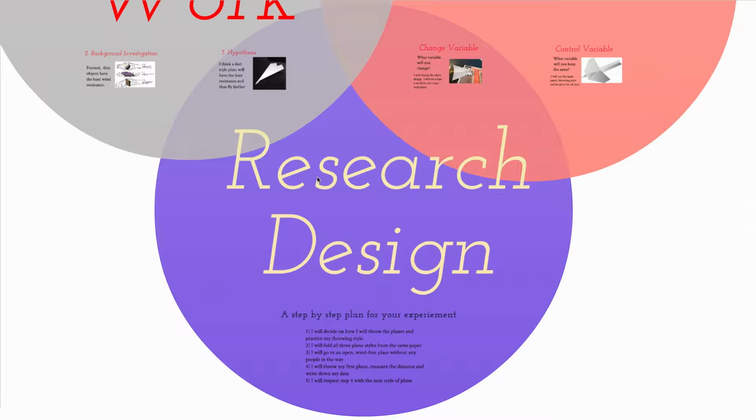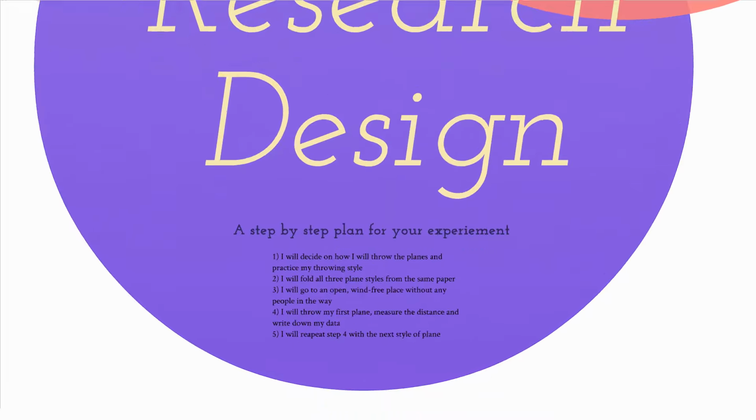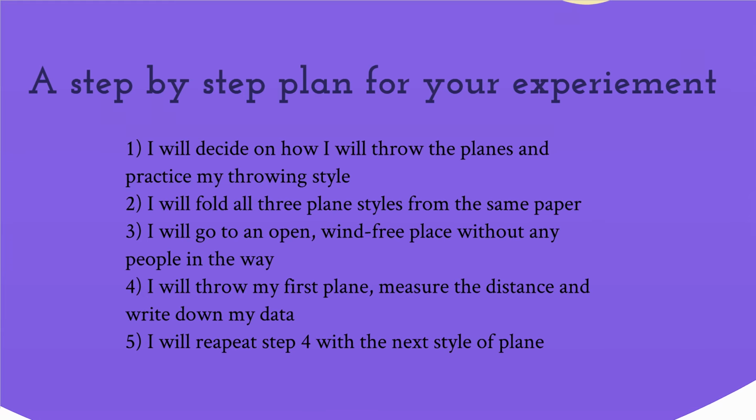And then we have the research design, which, in the case of science fair experiments, is just a step-by-step plan for the experiment. So in the case of the airplane, I'll decide how I want to throw the planes. I'll practice my throwing style ahead of time to try and rule out any problems that might be caused because I'm not throwing consistently. I'll fold all of the plane styles from the same paper. I'm going to fly in an open, wind-free space that doesn't have any obstacles I might hit with my plane.